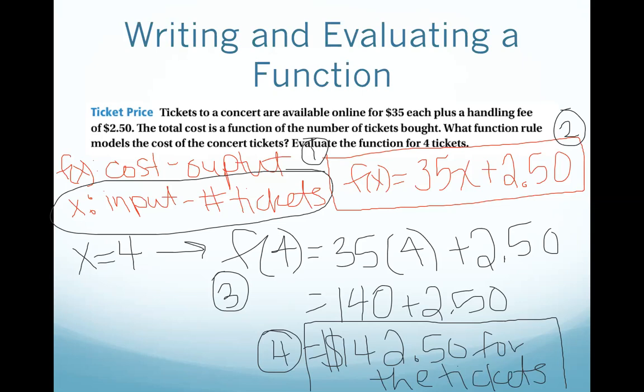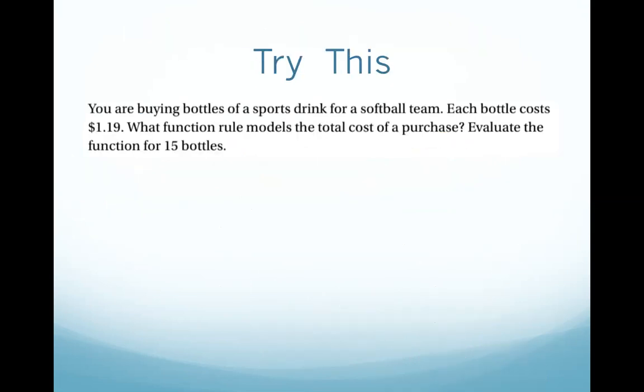Okay, so we're gonna start by practicing one for homework. We'll go over it in class tomorrow or next class. That's going to be this question right here. You're buying bottles of a sports drink for a softball team. Each bottle costs $1.19. What function rule models the total cost of a purchase? Evaluate the function for 15 bottles.